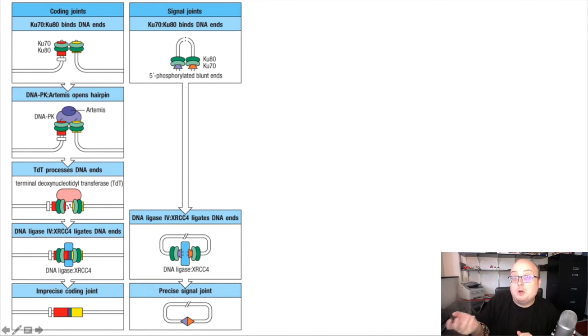And remember, this is a permanent process. So this DNA is permanently lost from the genome of the cell. And what we're left with is what we're going to use from then on to actually make the immunoglobulin molecule that this B cell is going to create.